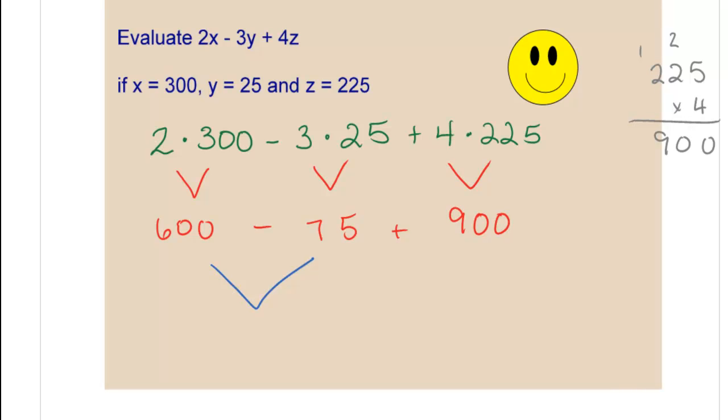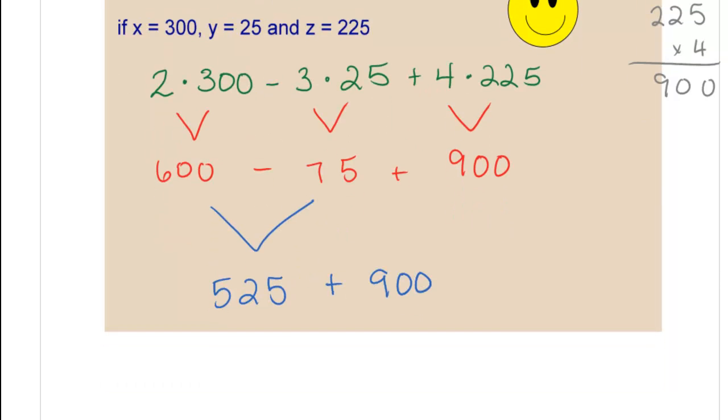So 600 minus 75 is going to give me 525. Bring down my plus, bring down my 900, and now I can add 525 plus 900. I can do that over to the side, and I get 1,425.